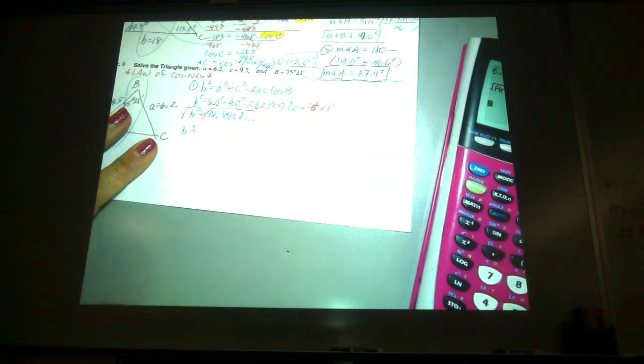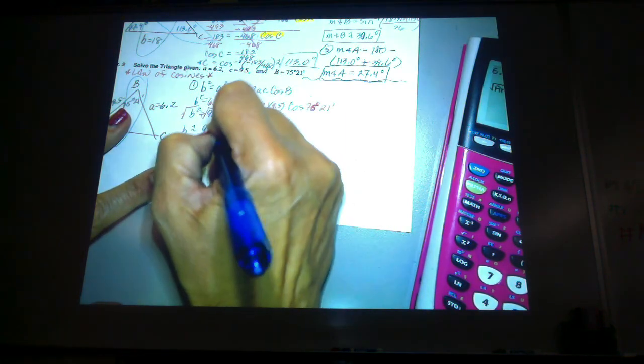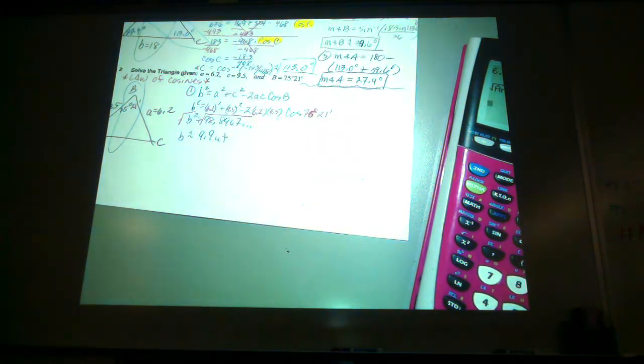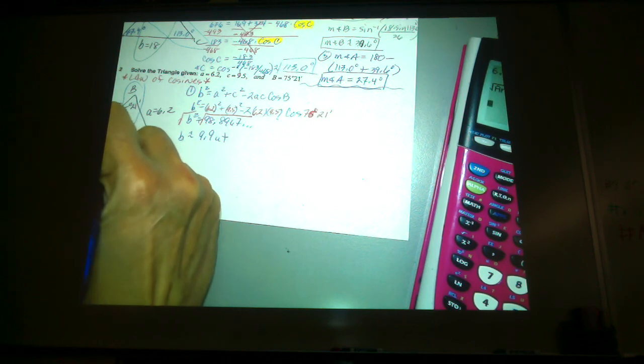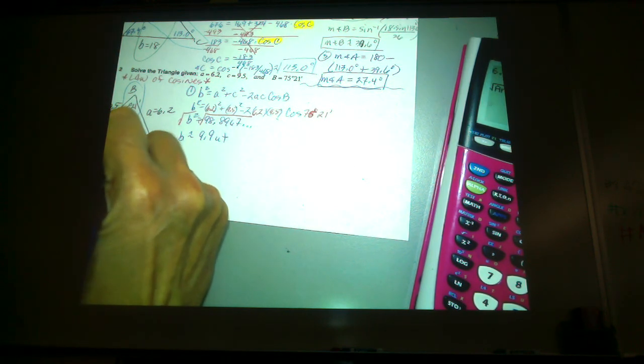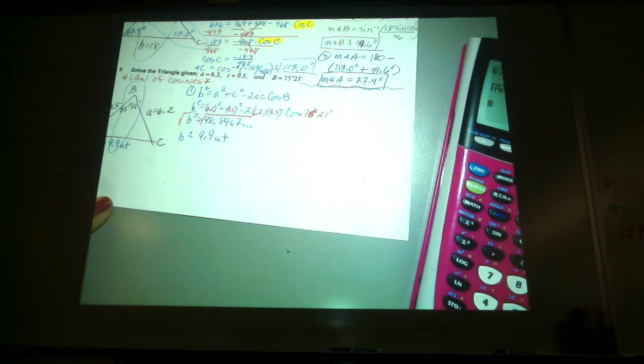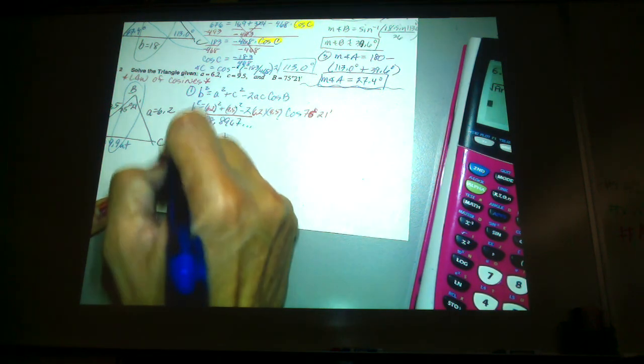So now I can round to one decimal place. So isn't it 9.9? So B is approximately equal to 9.9 units, because I don't know what the units of measure are. So I'm going to put that on my picture, 9.9 units. B equals. So there's 1.